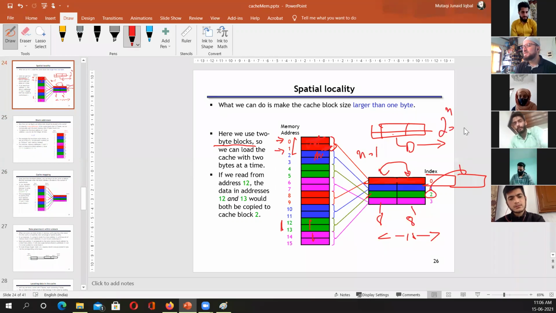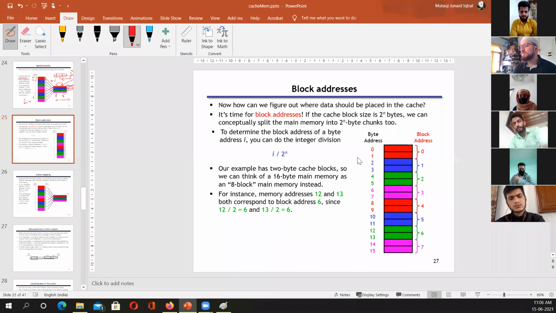So 2 raised to the power n, that is 2 raised to the power 1, that is 2. So that is why we have only 2 byte blocks. Okay, so n is now 1. Earlier we could have n as 2, where we had 2 raised to the power 2, 4 byte blocks. Now n is 1, so we have 2 byte blocks. This is my main memory, and I want to see where, for example, 12 and 13 will go, because I need to know where each block of this RAM can go into which block of the cache.